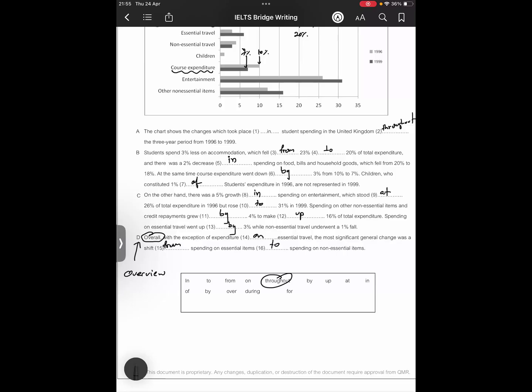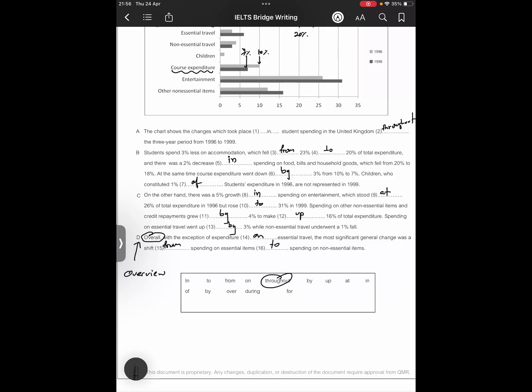So yeah. Now the overview is going to serve also as the main idea. So it should be at the beginning, because the rest of the paragraph will be based upon the overview. The overview tells you that there are 2 different kinds of expenditure, right? One is essential, the other is non-essential. And the behavior that they exhibit is that the non-essential expenditures all seem to go up, whereas the essential expenditures seem to go down.